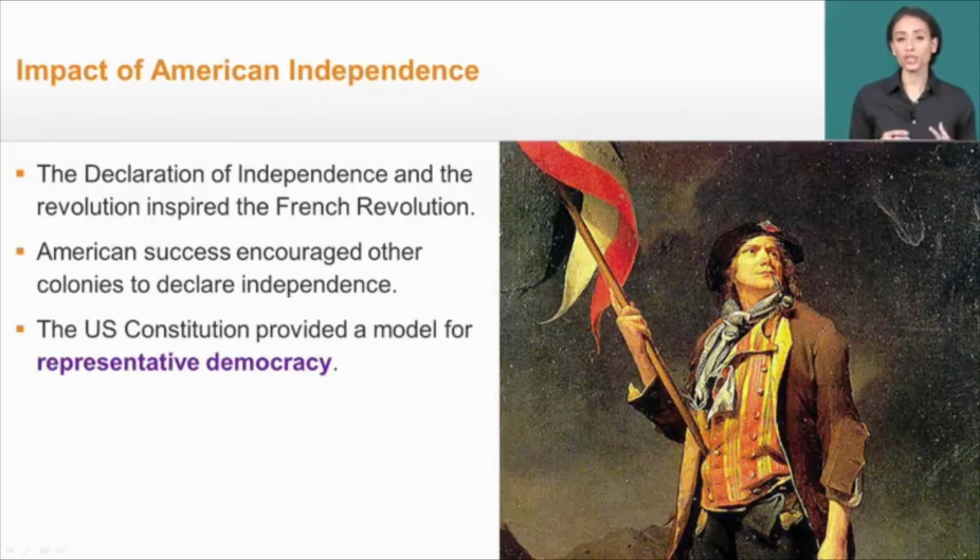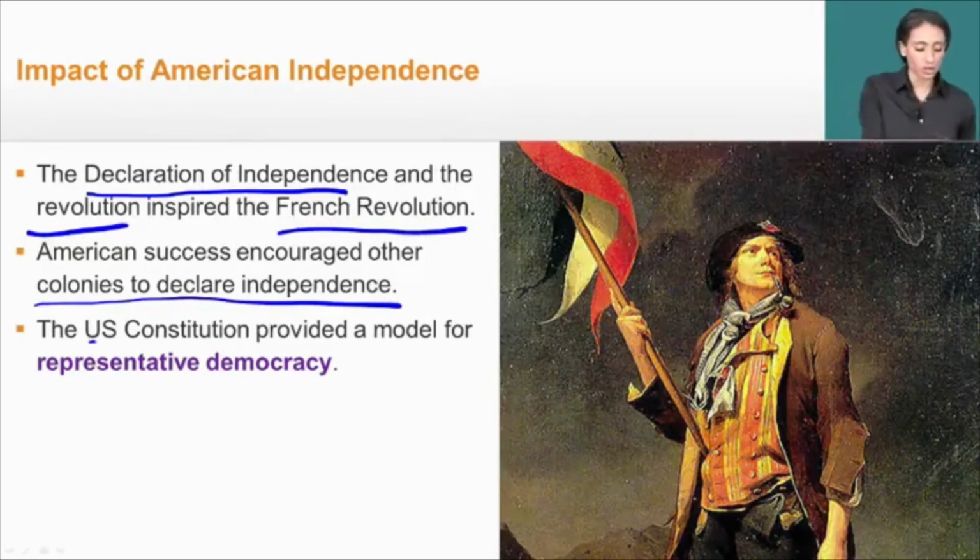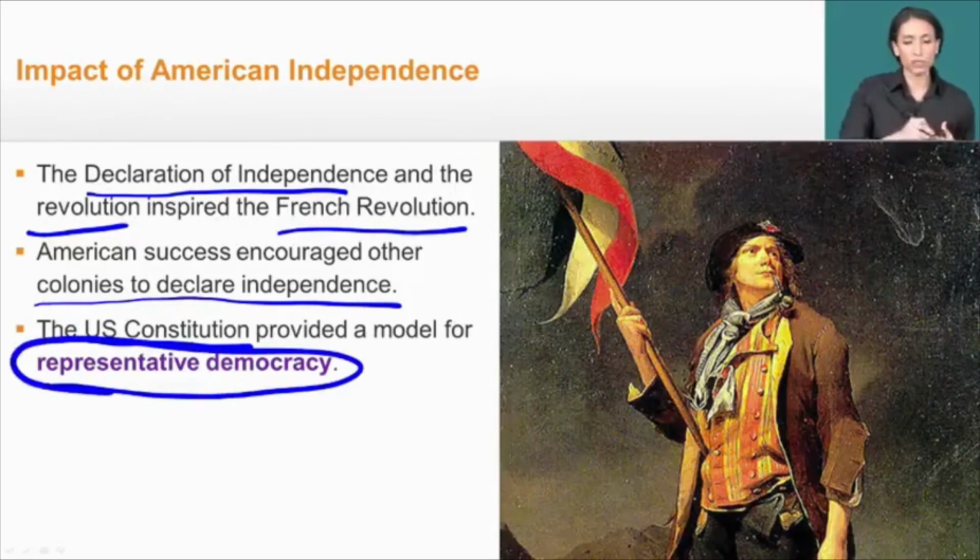Now, the American Revolution is going to have an impact around the globe. The Declaration of Independence and the revolution that followed it is actually going to inspire the French Revolution and the French people to sign their own Declaration of the Rights of Man and to abandon the monarchy that had existed for centuries previously. Now, the success that America sees is going to encourage other colonies to declare independence, particularly in the Caribbean and other parts of the Americas. And this is because the U.S. Constitution provides this model of something called a representative democracy.